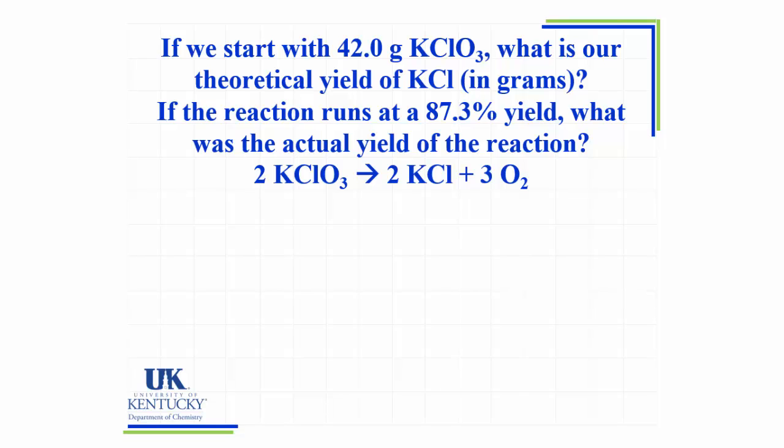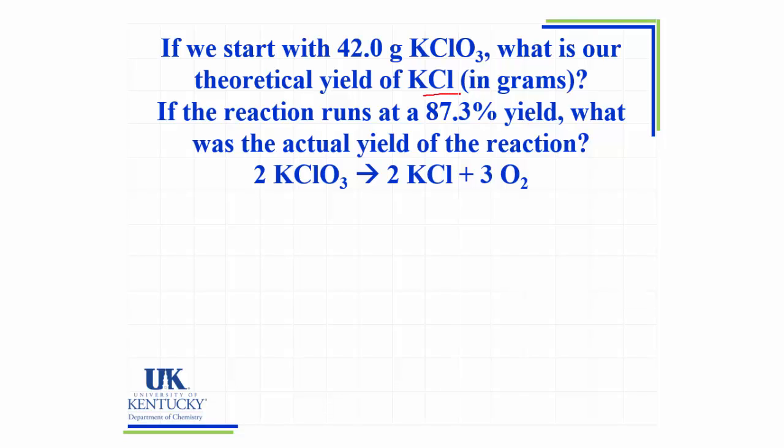Let's look at a problem that uses percent yield in a slightly different way. If we start with 42 grams of potassium chlorate, what is our theoretical yield of potassium chloride in grams? That's the first question. The next part is, if the reaction runs at an 87.3% yield, what was the actual yield of the reaction? We're given a balanced chemical equation, and what we need to do is find our theoretical yield first of the KCl.